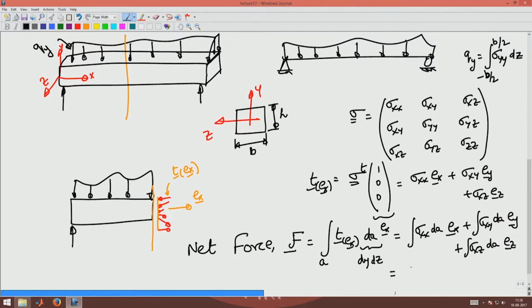Now, this we write as the axial load P times Ex plus the shear force Vy acting along Ey direction plus the shear force Vz acting along Ez direction. This is the force vector, net force vector acting because of that exposed traction.